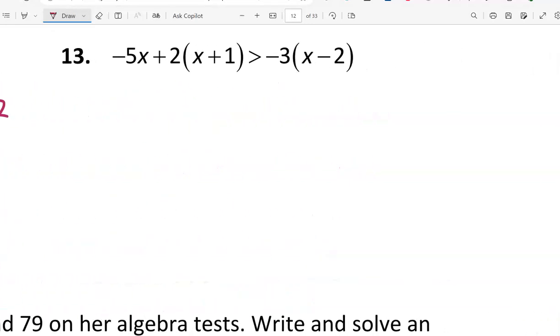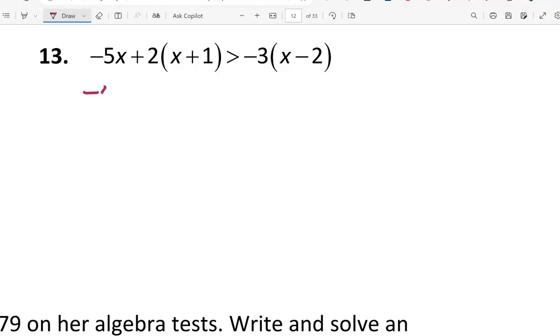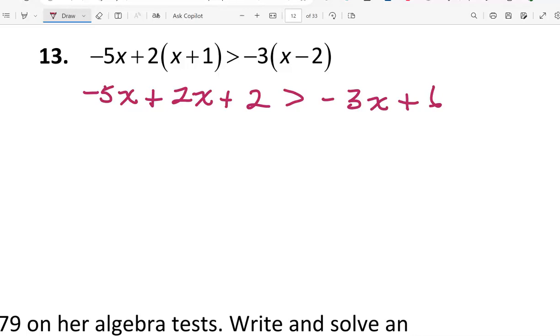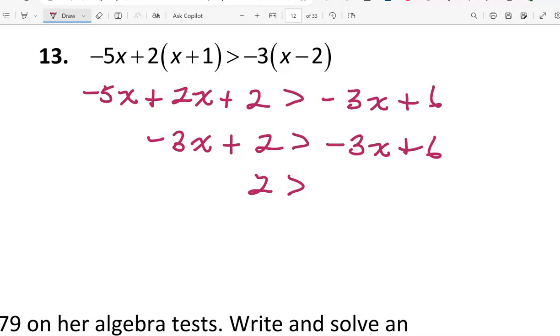For number 13, we'll need to use the distributive property. 5x plus 2x plus 2 is greater than -3x plus 6. Combining like terms, -3x plus 2 is greater than -3x plus 6. Adding 3x to both sides, 2 is greater than 6. That is not a true statement. 2 is not, in fact, greater than 6. So that means that this inequality has no solution.